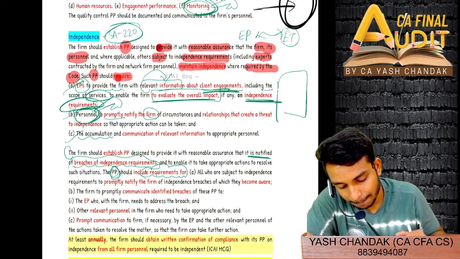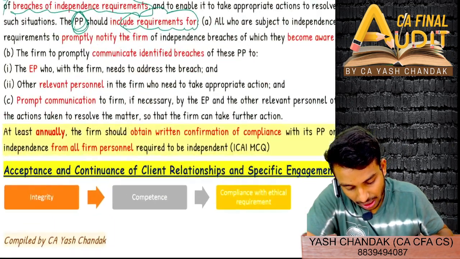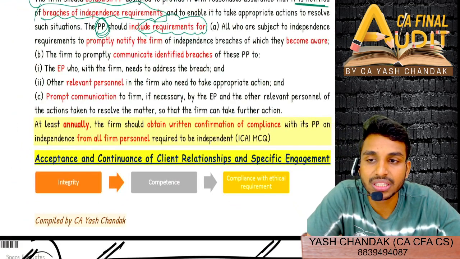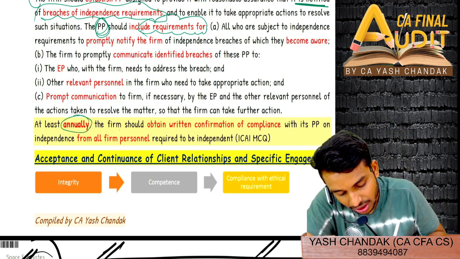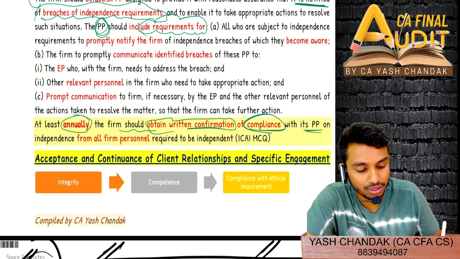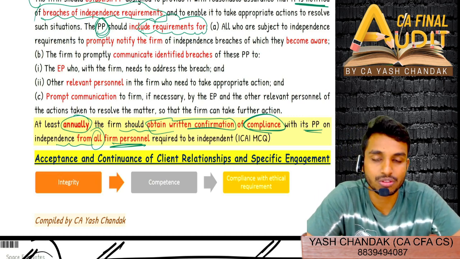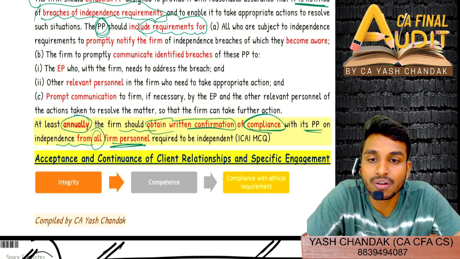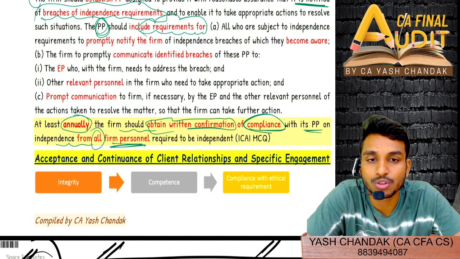So till now we have seen independence. Just a sort of MCQ that even ICAI has asked in their MCQ booklet. That at least annually the firm should obtain written confirmation of compliance with its policies and procedures on independence from all firm personnel required to be independent. So annual confirmation has to be obtained with respect to independence, the first point that we just saw.